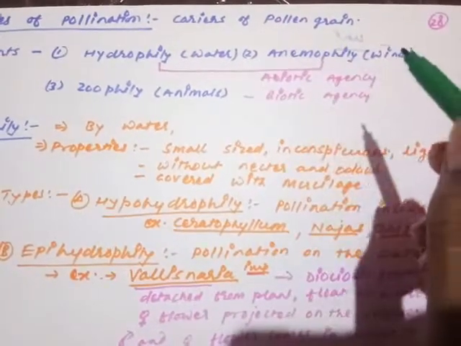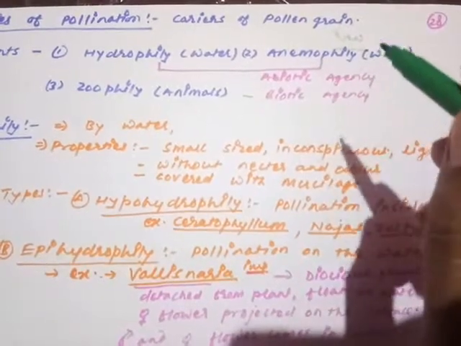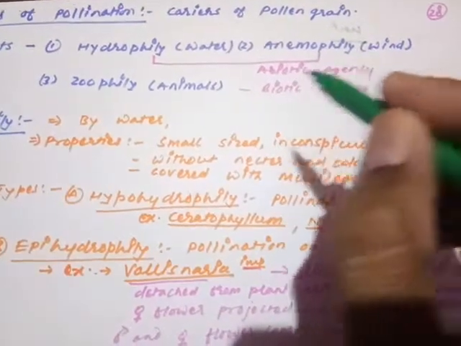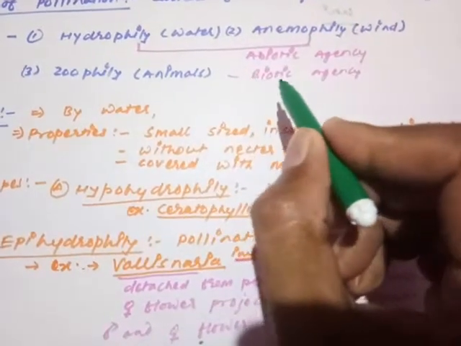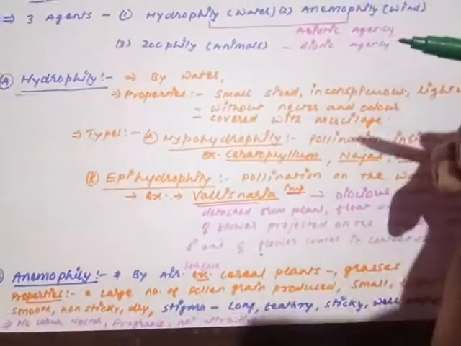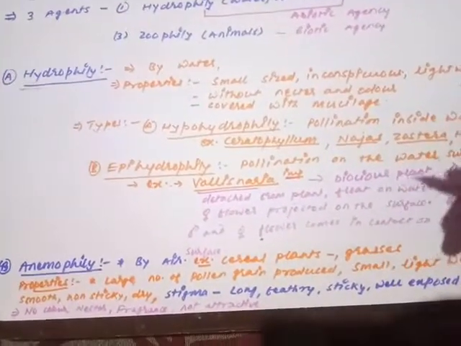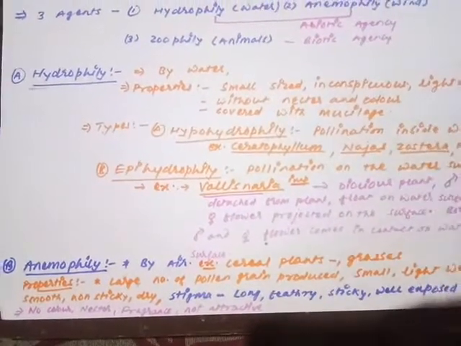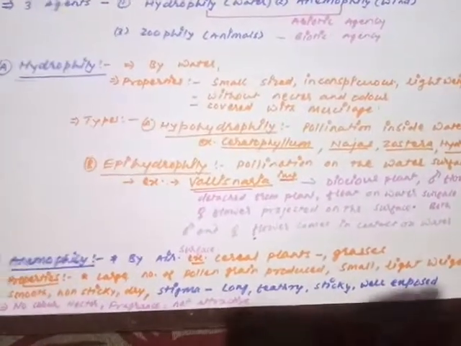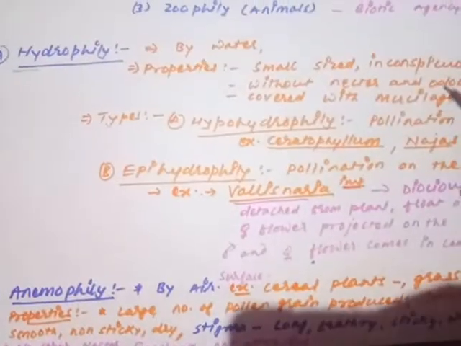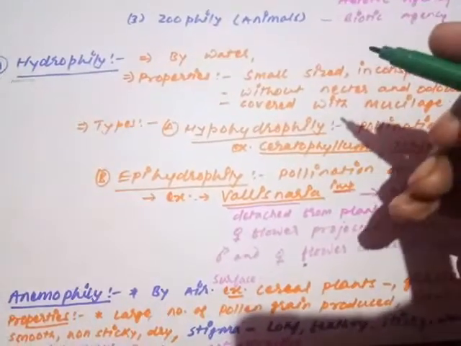Since water and wind are non-living resources, these are called abiotic agencies, and animals are living, so they are called biotic agencies. One by one we are going to understand their importance and how they are helpful in pollination. First we are going to start with the abiotic agencies, non-living structures. Very first we are going to see hydrophily.